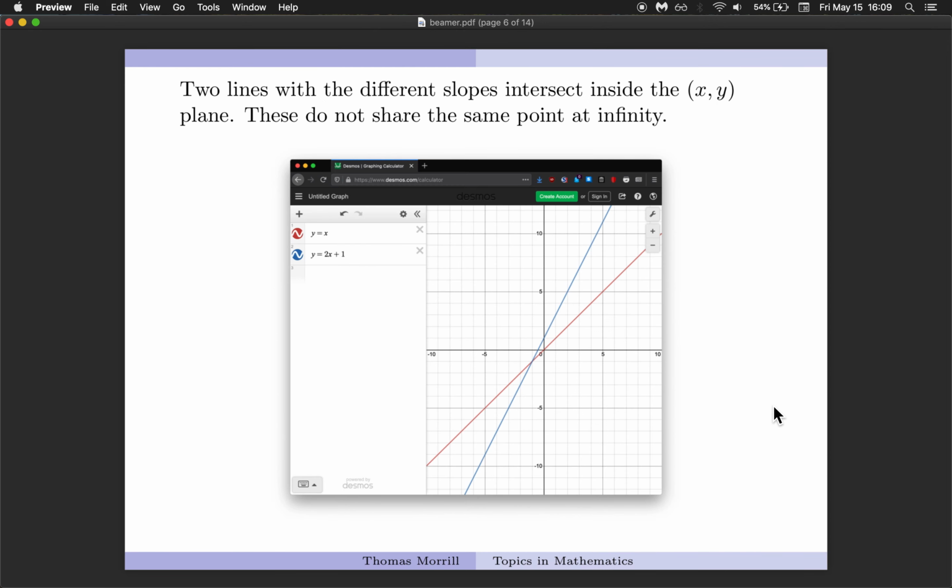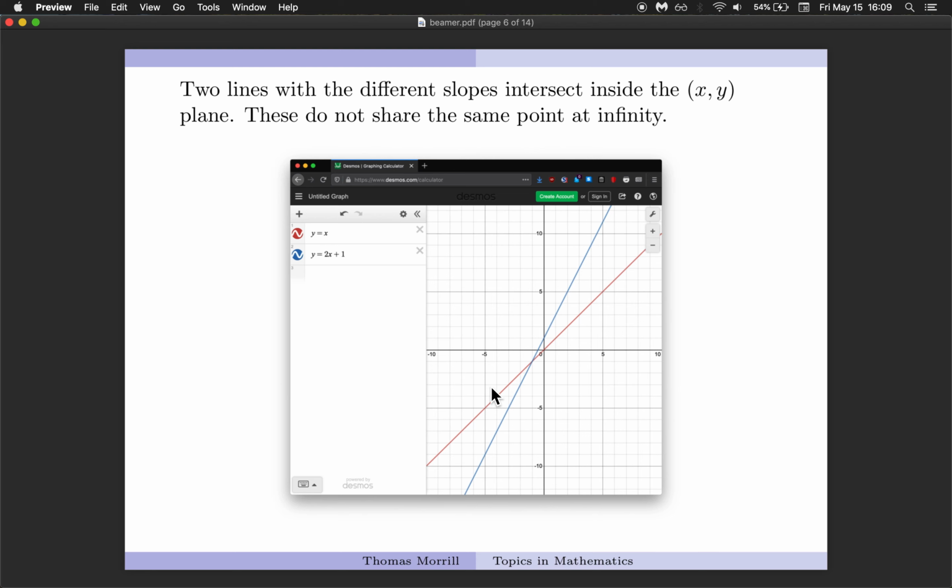So here's a slightly different example. I've increased the slope of my blue line, and now my two different lines are intersecting inside the xy plane. Looks like coordinates -1, -1.